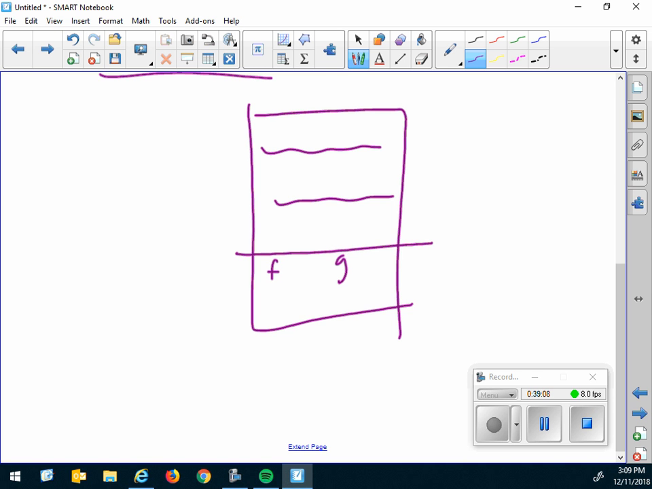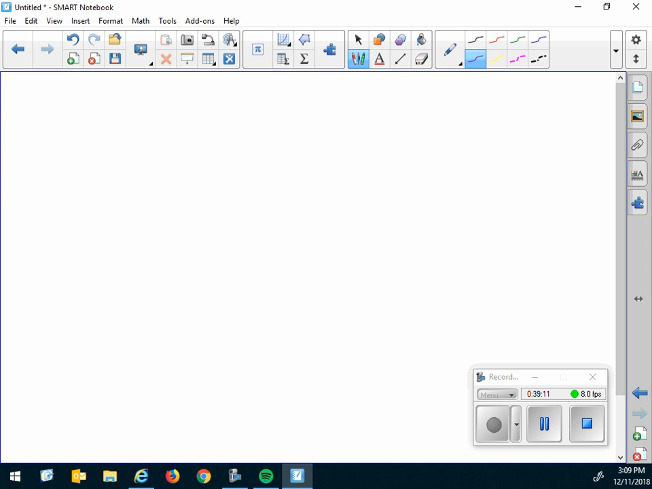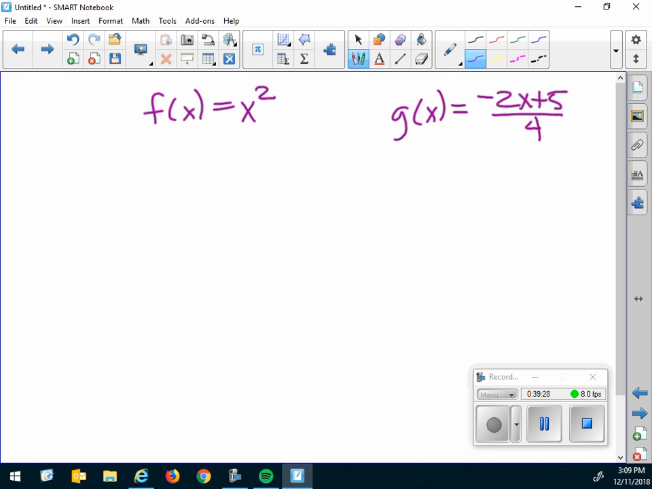Okay? All right. So I'm going to give you 2 new functions. F of x equals x squared. G of x equals negative 2x plus 5, all divided by 4. Now, first of all, I want us to think domain. Look at f of x. Is that a polynomial? Yes. And what's the domain of a polynomial? All real numbers. The domain of that thing is all real numbers.